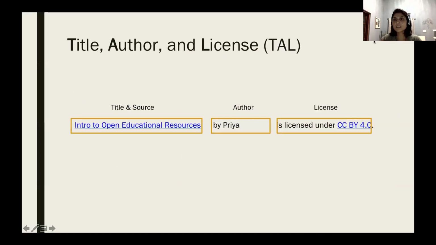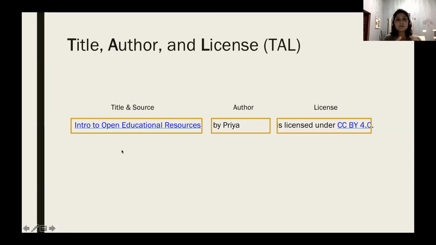Now moving on to the next slide. This particular slide tells how you can label your own material with a license. For example, if you have created your material, you can have title, author, and license. This pattern you can follow, which we call TAL, where title would be the title of the material or the content which you are creating. Beside that, you can put the name of the author, which could be you or whoever is creating the material. And next could be the license.